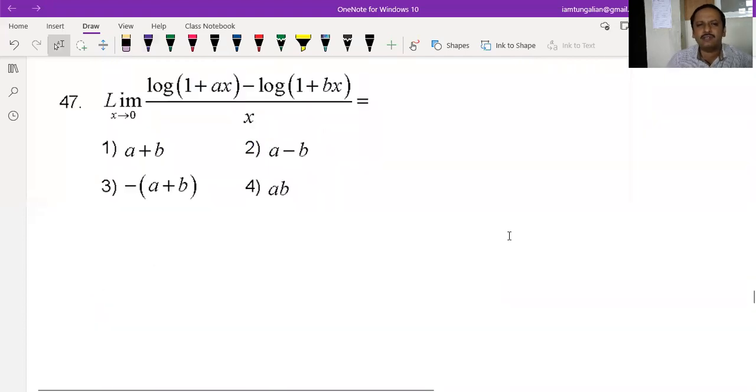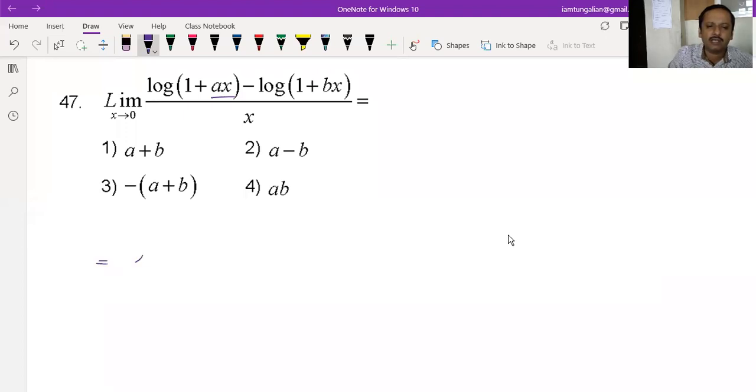Okay, have a look at this question. Limit as x tends to 0 of log(1 plus x) minus log(1 plus ax) minus log(1 plus bx), divided by x. If you directly apply the limit, putting x as 0, you get log 1, which is 0. Here, if you put x as 0, this will also give you log 1, which is also 0. Log 1 minus log 1, 0 minus 0. Numerator is 0, denominator also 0.